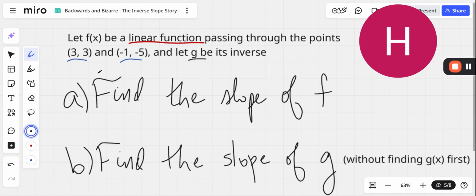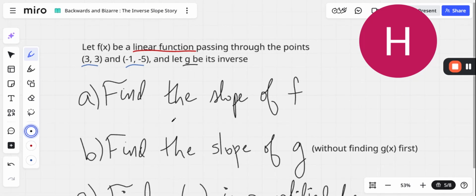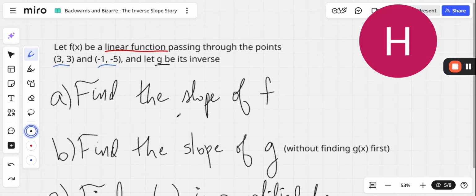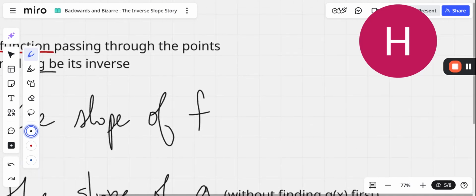Let's begin with finding the slope of f. We don't even really need to get the equation for f in order to do this. To find the slope of f, which is a linear function, we just need to use the average rate of change, or the typical slope formula that you would have learned in algebra, like rise over run. I'm going to call this m1 because we're going to have more than one slope rolling around.